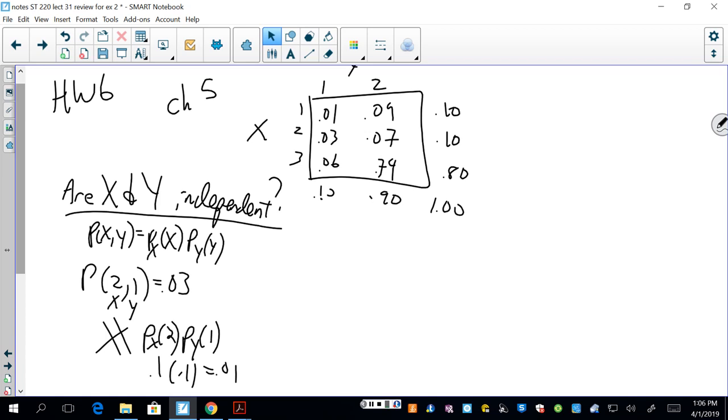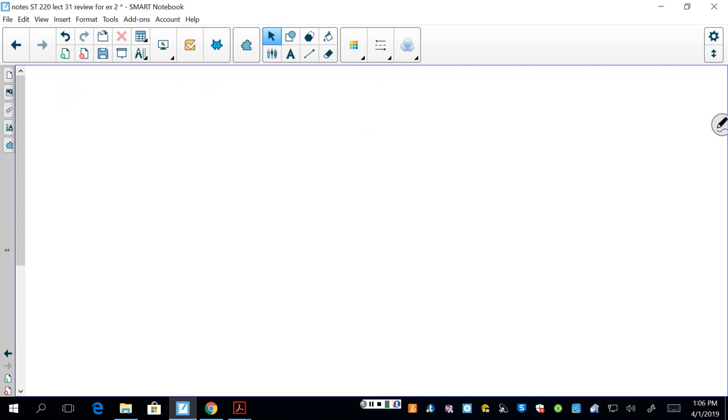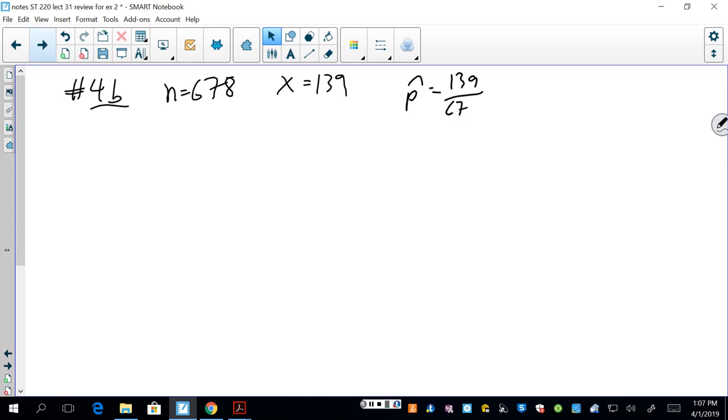Can you quickly go through 4b, the p-value? It's a simple computation. Right, so look at number 4b here. This one was the 678 trials, and 139 were reversed. So p hat is 139 over 678, and it is 0.205.